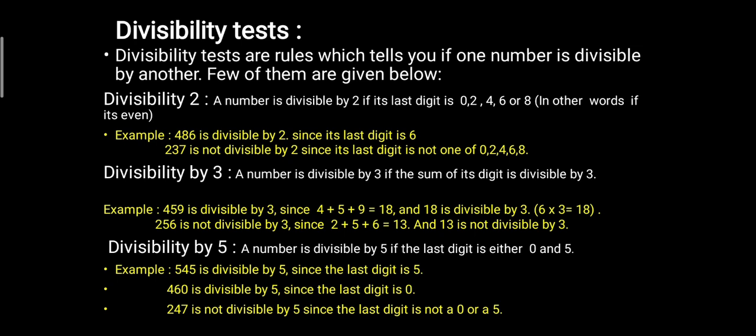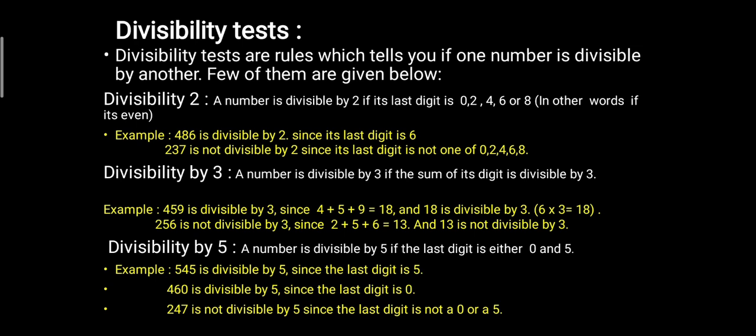Divisibility by 3. A number is divisible by 3 if the sum of its digits is divisible by 3. For example, 459 is divisible by 3 since 4 plus 5 plus 9 is equal to 18 and 18 can be divided by 3. 6 into 3 is equal to 18. 256 is not divisible by 3 since 2 plus 5 plus 6 is equal to 13 and 13 is not divisible by 3.